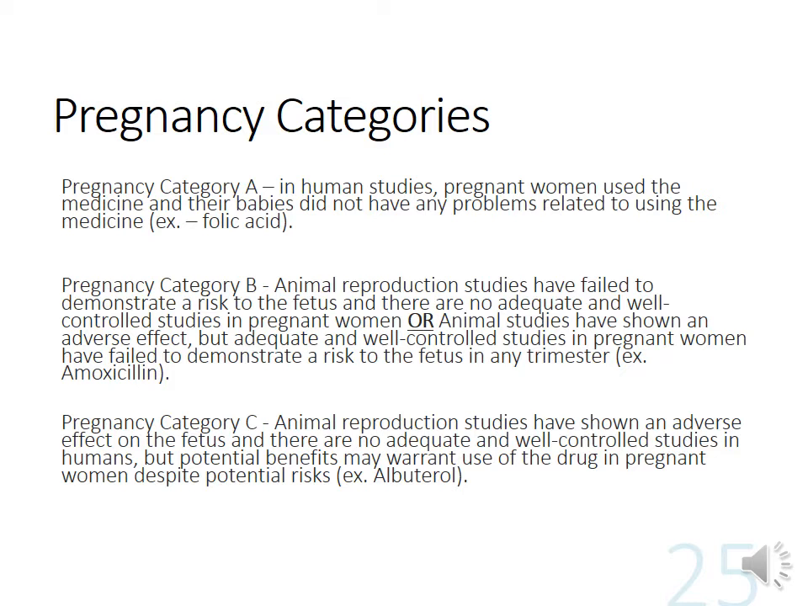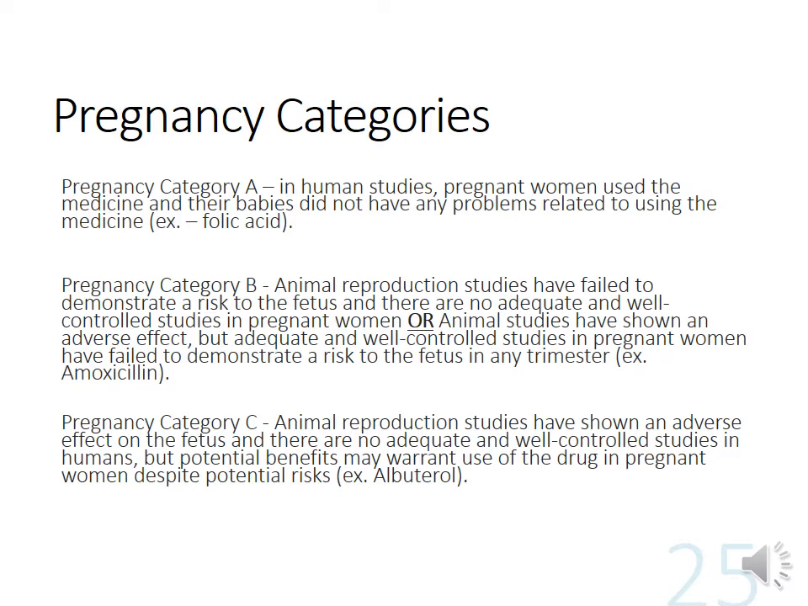There are no animal studies or human studies that really show any kind of risk to the fetus itself. So A's are good to go. B's are also really good, right? B's mean that in general, animal reproductive studies have failed to show any kind of risk, and there's really no adequate information saying that in pregnant females you see any risk. Or the other case could be that animal studies showed there may have been some risk, but the human studies haven't really borne that out, okay?